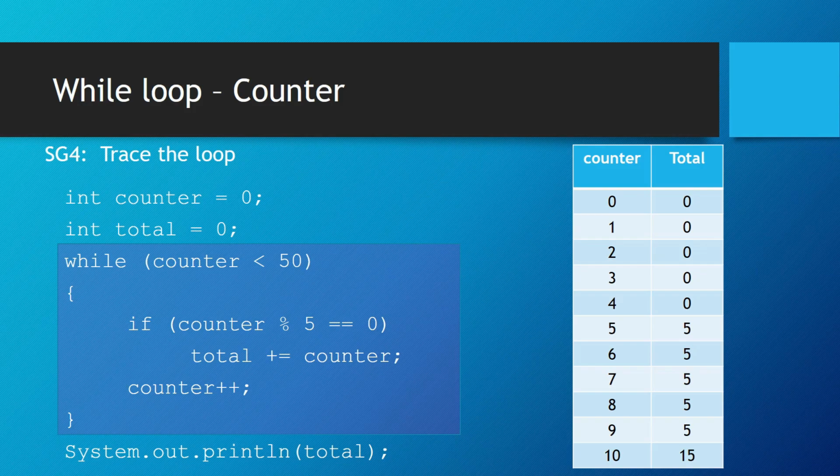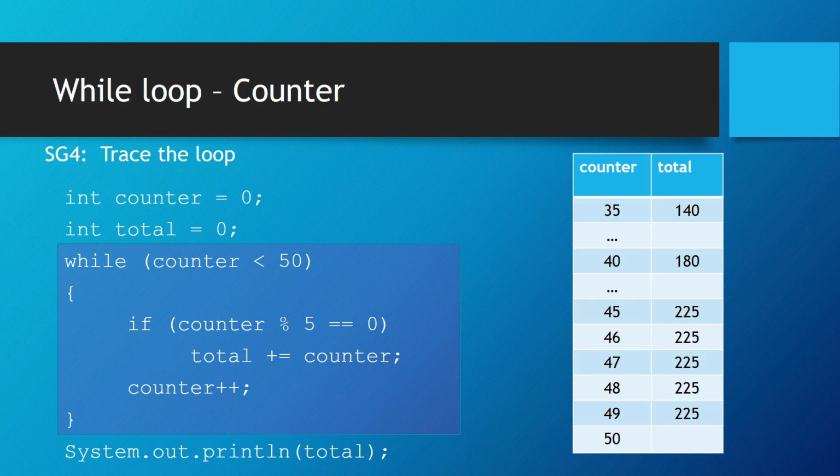10 is divisible by 5, so we add the value 10 to the value of total, and now total becomes 15. Now we can start to see the pattern. Counter increments by 1, but only when it is evenly divisible by 5 is the value added to total. When counter reaches 15, we add 15 to the total, and total becomes 30. When counter reaches 20, we add 20 to the total, and total becomes 50. When counter reaches 25, we add 25 to the total, and total becomes 75, and so on.